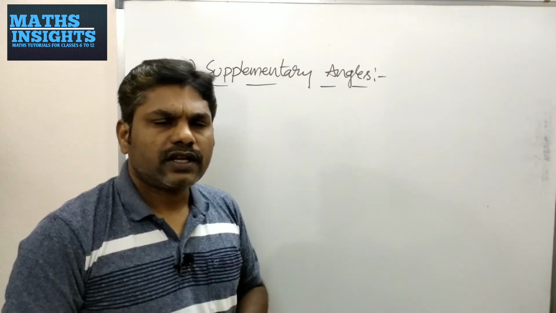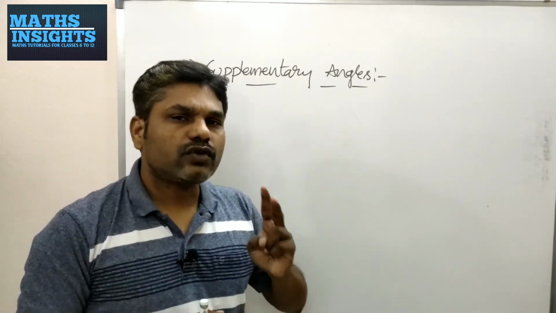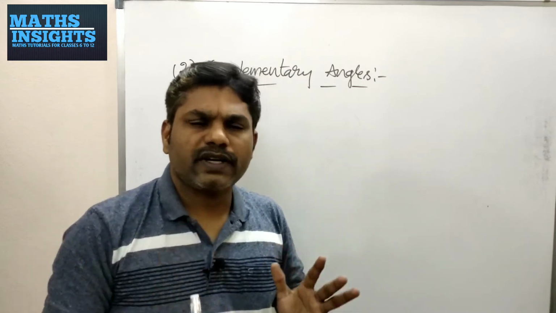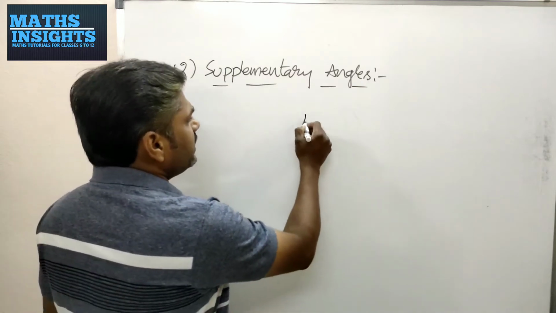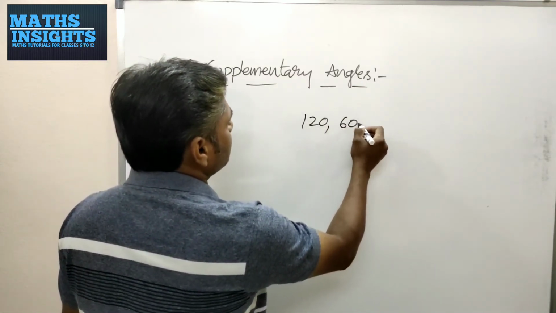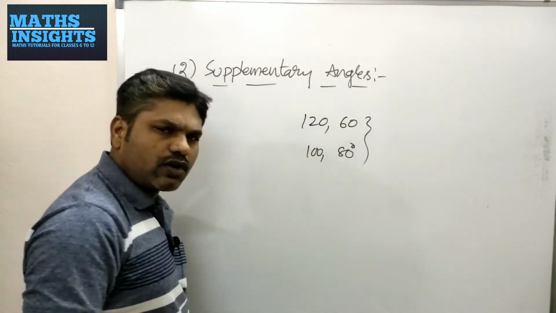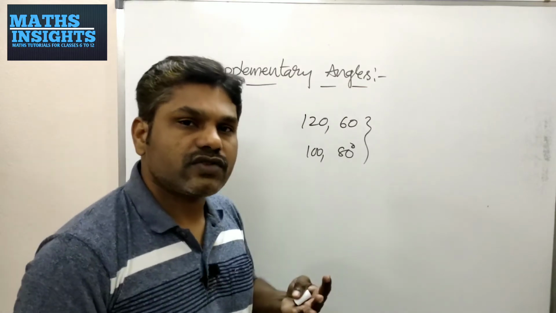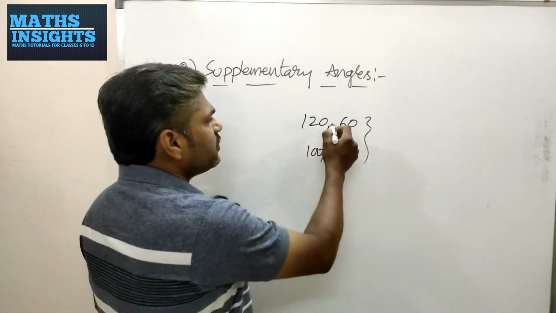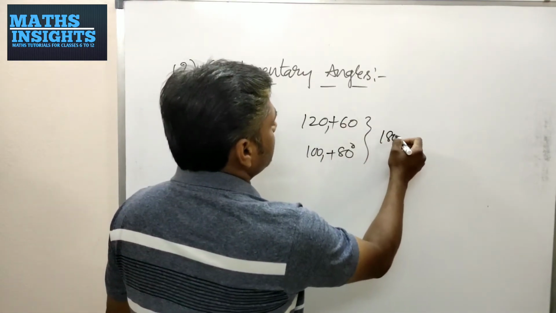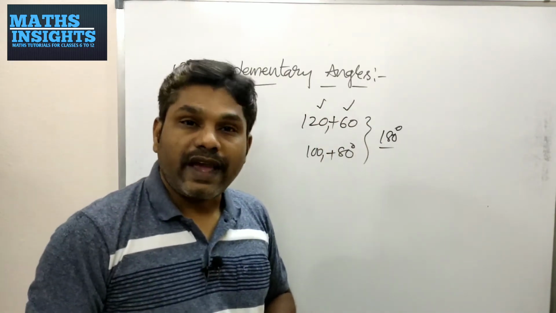Similarly, as we discussed, in the case of supplementary angles, any two angles, only two angles, are said to be supplementary if their sum is 180 degrees. So 180 degrees. I may take 120, 60 and also 100, 80. Not only in these two cases, you may find different situations where the sum of any two angles will become 180 degrees. If you do summation of these two, you will get 180 degrees. Therefore, these two angles are said to be supplementary angles.